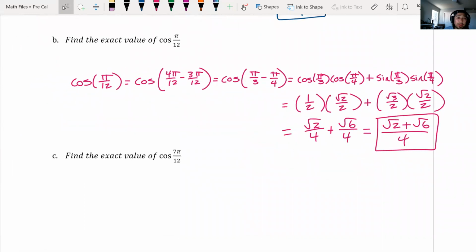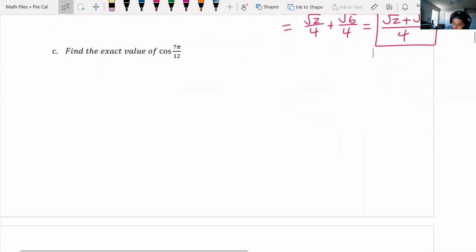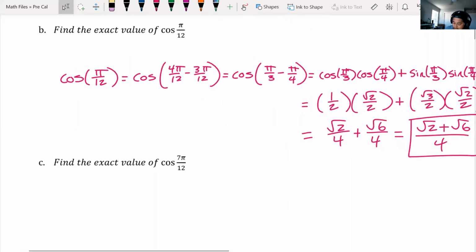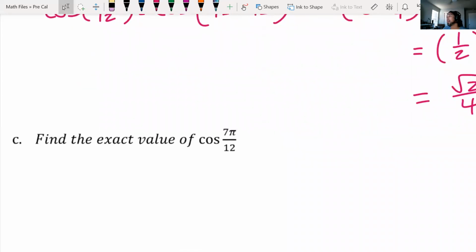Okay. Any questions on that one? All right. One more time for cosine. Here we have the cosine of 7 pi over 12. What two values could we break that into?